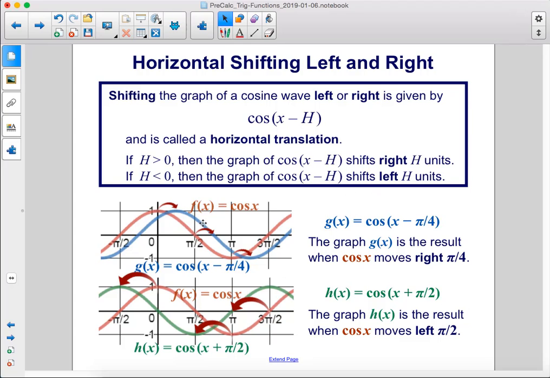So here in red we have f of x equals cosine x. In blue we have cosine of x minus pi over 4. So we've shifted to the right by pi over 4 units.